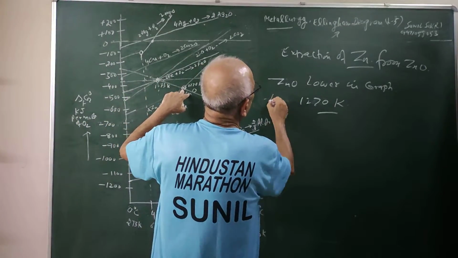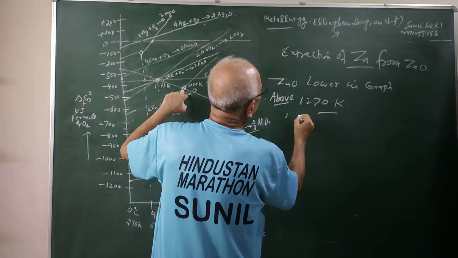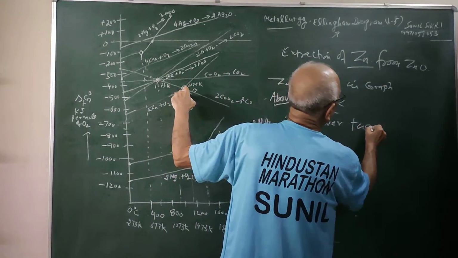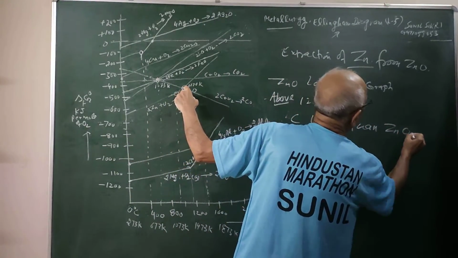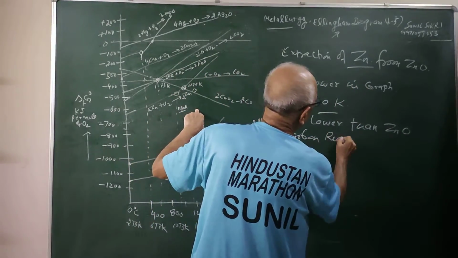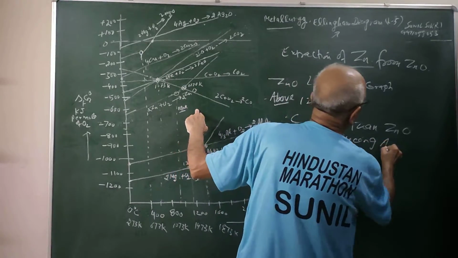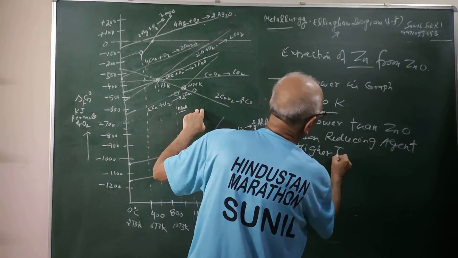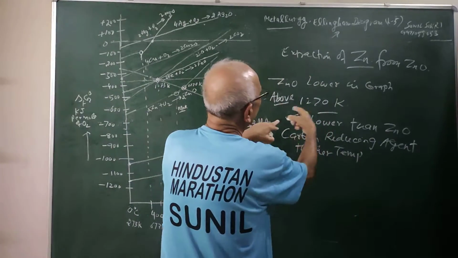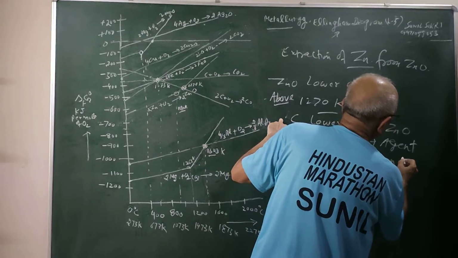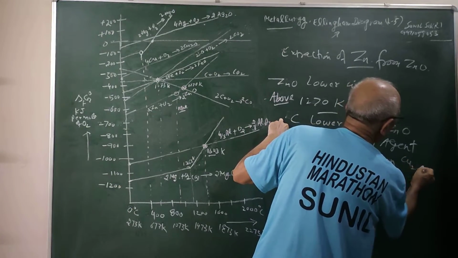So above 1270, carbon is lower than ZnO. Therefore, carbon can be used as a reducing agent, but it will need higher temperature. How much? Greater than 1270. So it needs more temperature than we needed for copper, than for reduction of copper oxide.